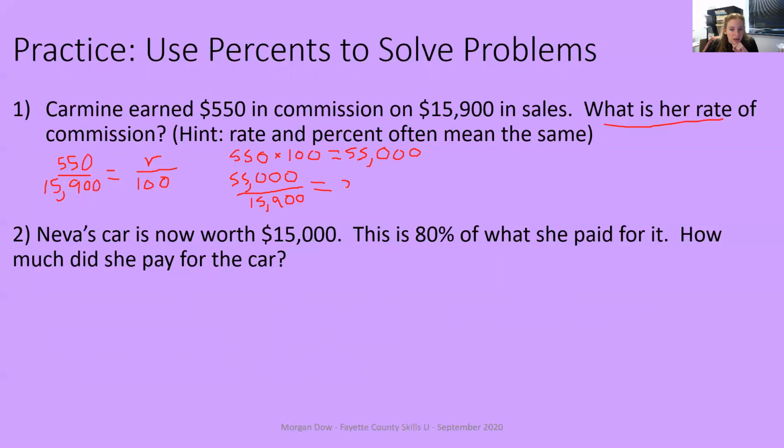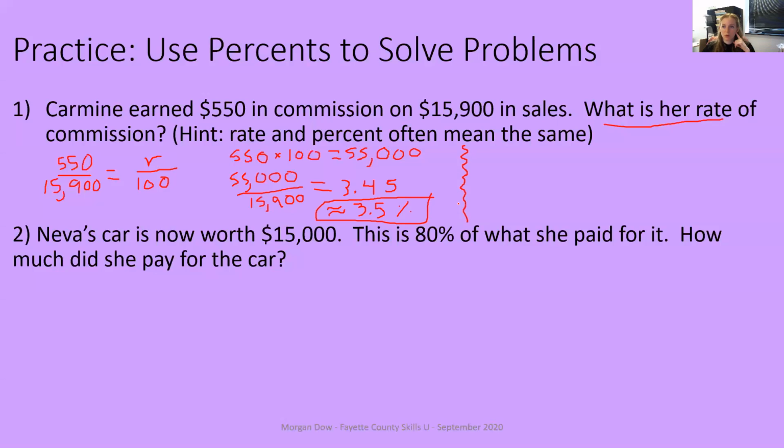And you should get 3.459 something, something, something. You get this decimal number. So let's round this to the nearest 1/10 of a percent. So rounded to the nearest 1/10 of a percent, this will become 3.5%. So that means that r is 3.5%. Okay, so that was solving this problem using the proportion.